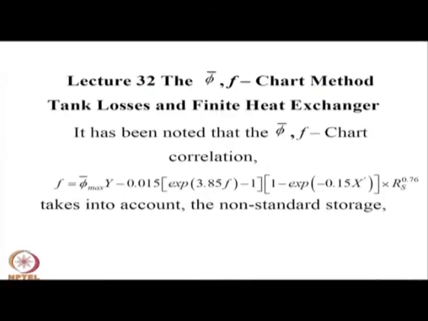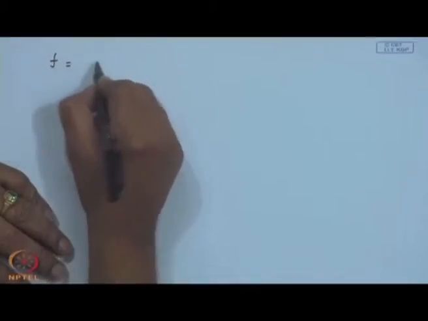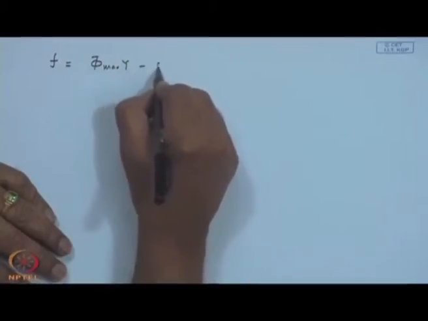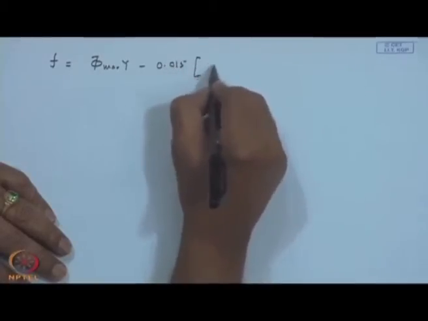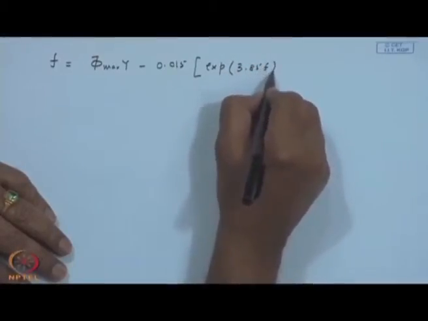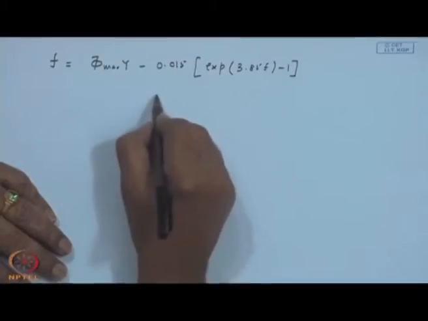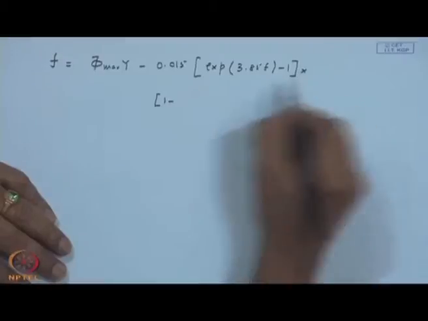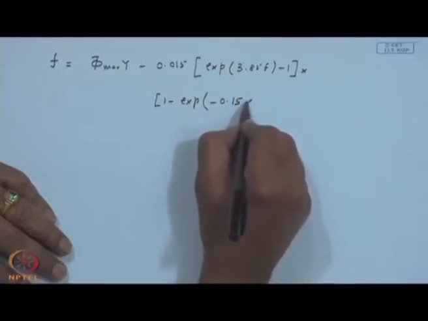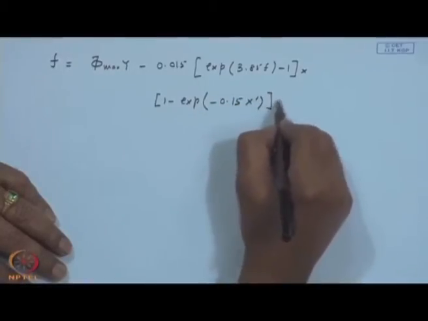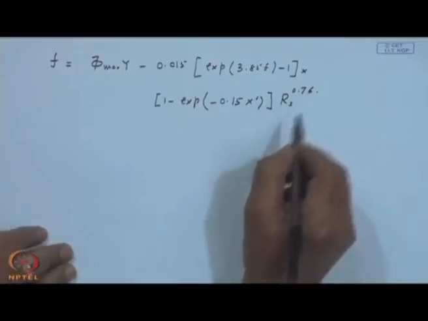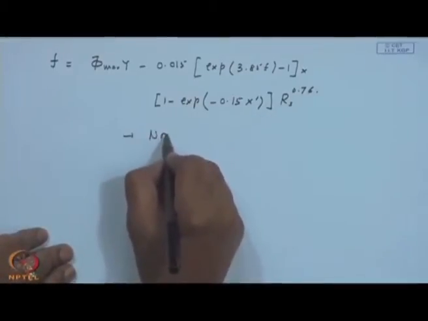So, we shall just recall the correlation f in the Fibonacci chart method is given by phi bar max y minus 0.015 exponential 3.85 f minus 1 times 1 minus exponential minus 0.15 x dashed times standard storage to actual storage ratio raised to the power 0.76. So, this takes into account the non-standard storage.